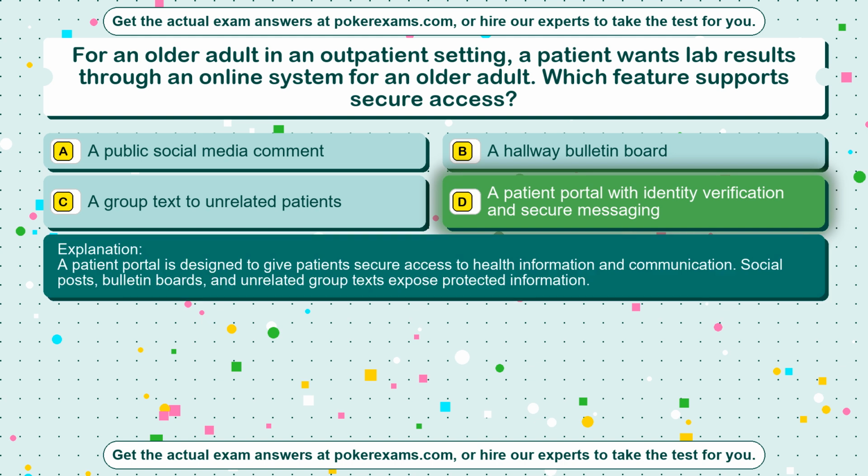A patient portal is designed to give patients secure access to health information and communication. Social posts, bulletin boards, and unrelated group texts expose protected information.